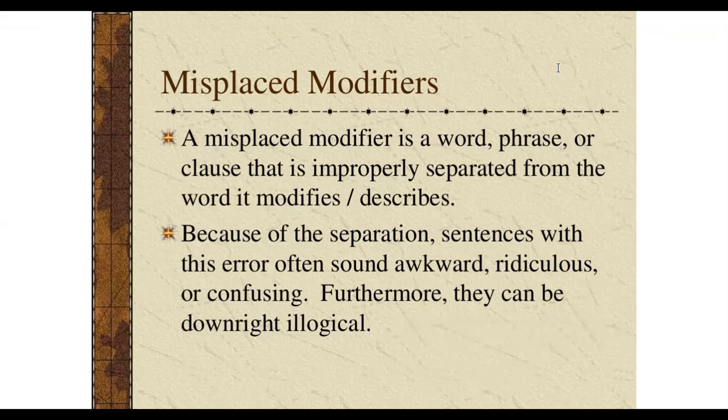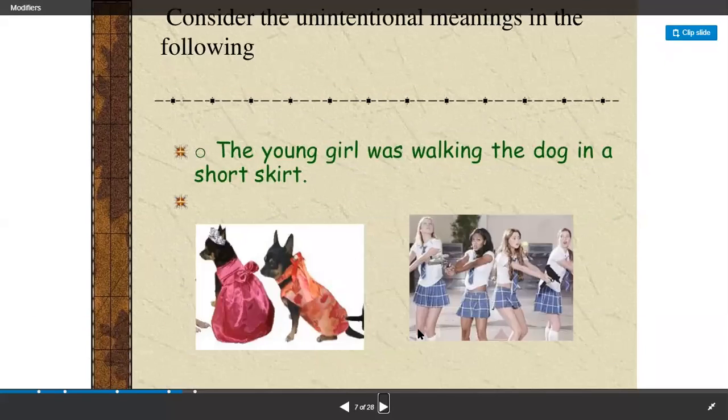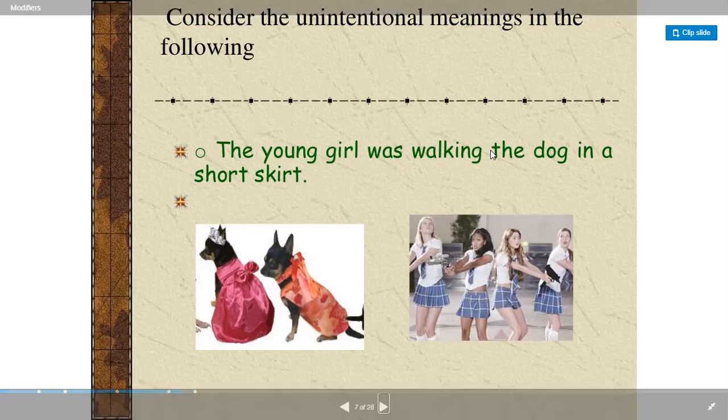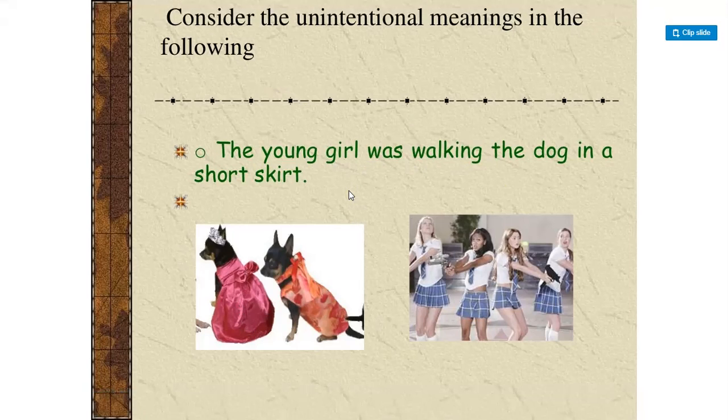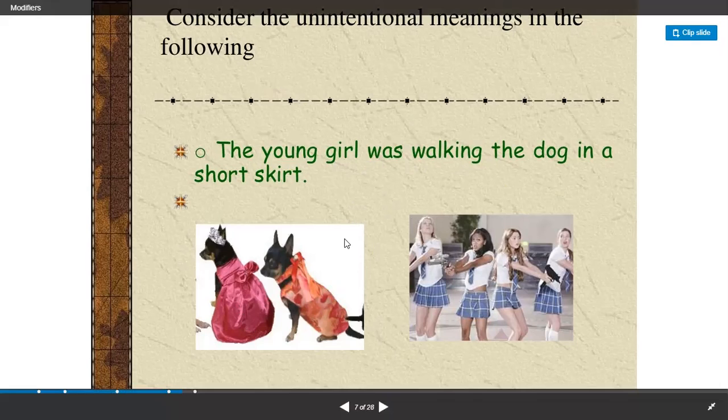Like what, okay miss? I will show you like what. For example, you see these two pictures, okay? We have here some pictures of girls wearing a t-shirt and a short skirt, right? And then I want to say that the young girl was walking the dog in a short skirt. When you hear it the first time, does the dog wear a short skirt? No, of course not. Why? Because the dog walks on four legs, so he can't wear a short skirt like this. So who is wearing the short skirt then?